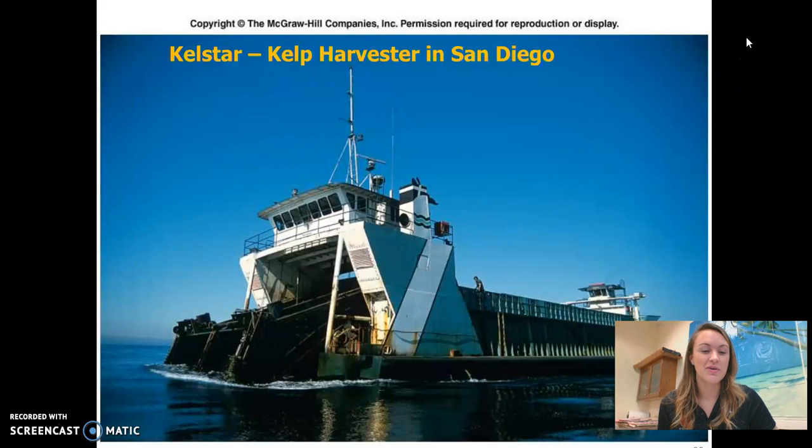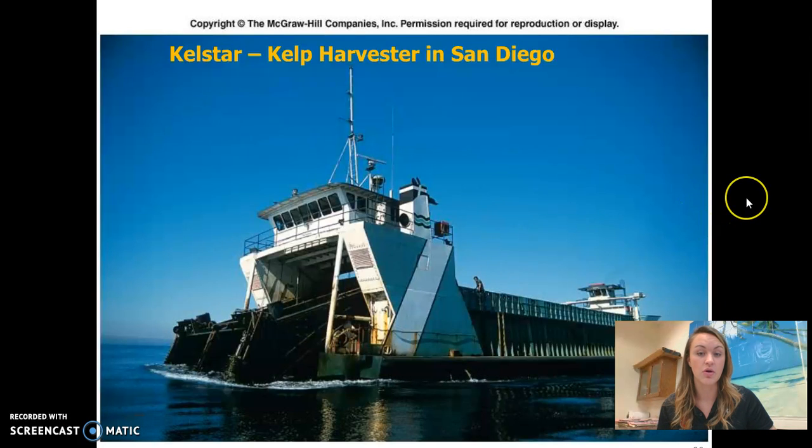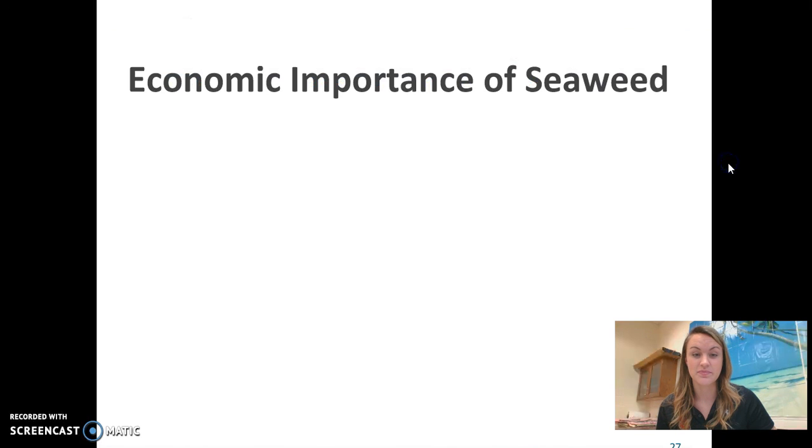And a really, really cool, I think, and I'm going to try to see if I can eventually see this, is something called the kelp star. And the kelp star is a kelp harvester that actually goes up and down the coast of San Diego, and it harvests the kelp from the kelp forest off that coast. And it is a huge barge. And basically what it does is it goes through and it kind of pulls up the holdfast of these kelps in order to be harvested. Now, they are not over harvesting any of these, so they do this all in moderation, but it is used for a variety of different things.